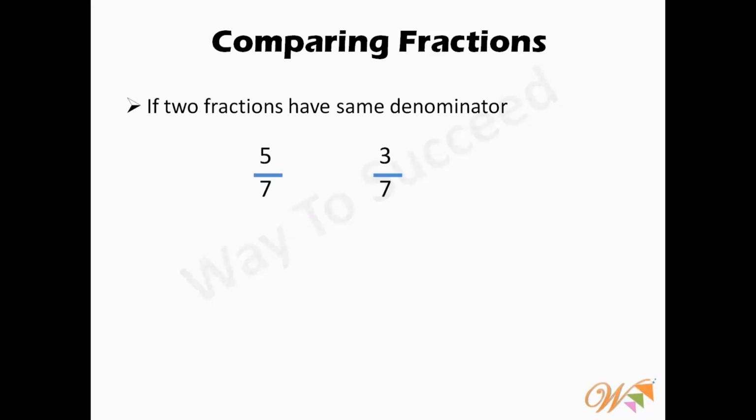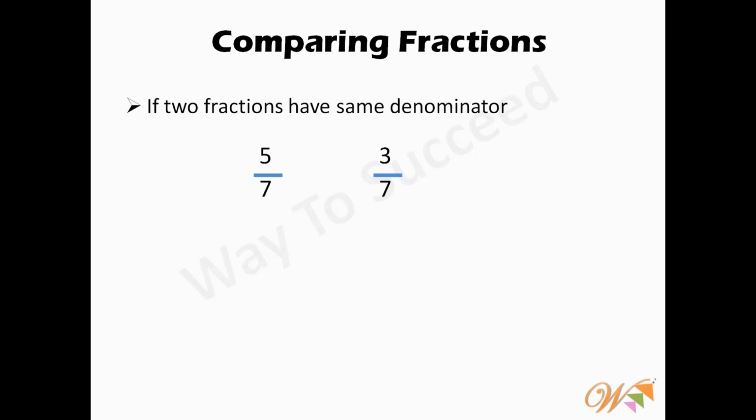Now, how do we compare fractions? Let's say you have two like fractions. So here I have a fraction 5 by 7 and 3 by 7 and I want to compare them. Now notice both of them have the same denominator. Both of them are like fractions. So when they are like fractions, it's very easy to compare. So total we have 7. Out of 7, one is giving you 5 and another one is giving you 3. So one person is giving you 5 out of 7 and second person is giving you 3 out of 7.